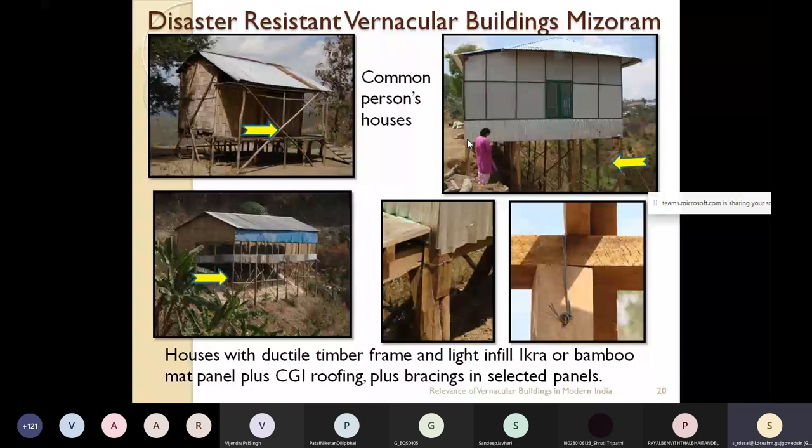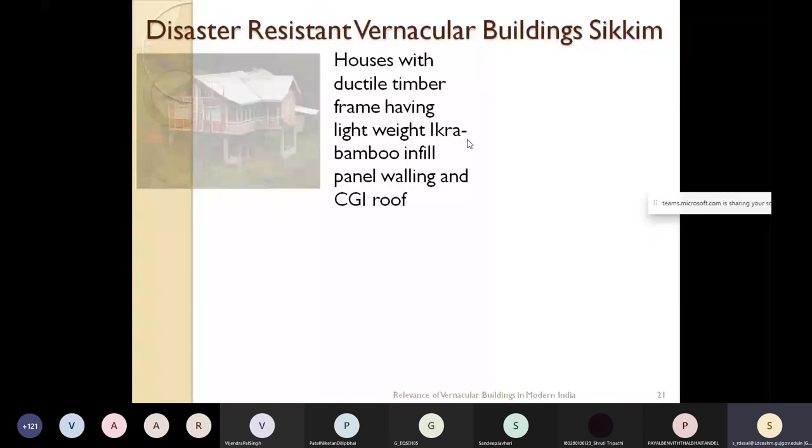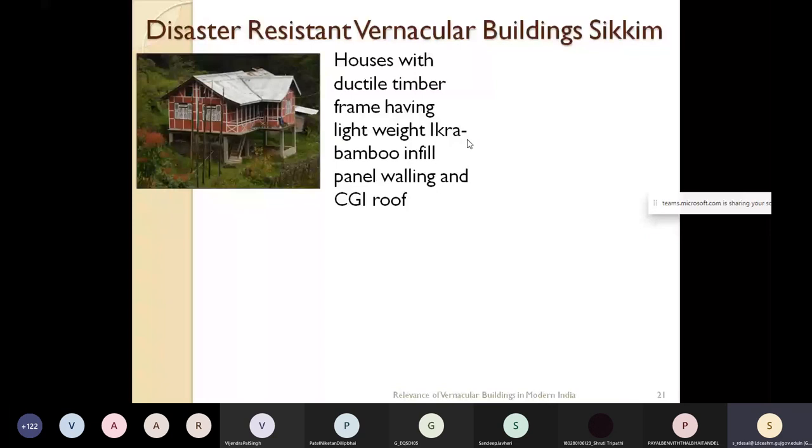Now, let's look at some Sikkim houses. Again, a mixture of traditional and modern. You see the RC posts in this house at the bottom. But otherwise, everything at the top except for the CGI is traditional. And this is again Assam style. What's called ikra. Ikra is a cane, and ikra or bamboo mats are infill.